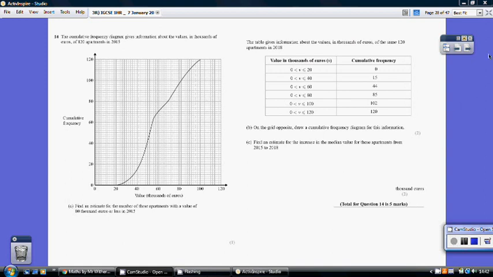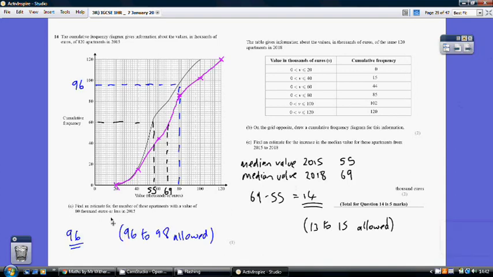Question 14. For part A, I'm being asked to find an estimate for the number of apartments with a value of 80,000 euros or less. So I'm taking my 80,000 euros, going up, hitting the curve, taking a reading, and I'm getting about 96 or 97. So the answer scheme allowed anything between 96 to 98.